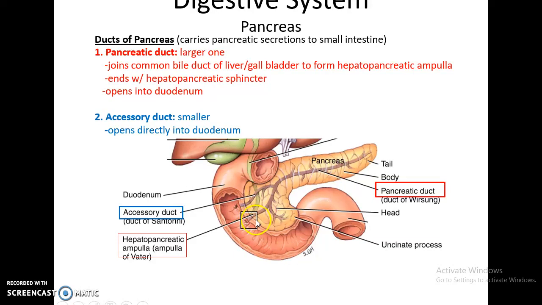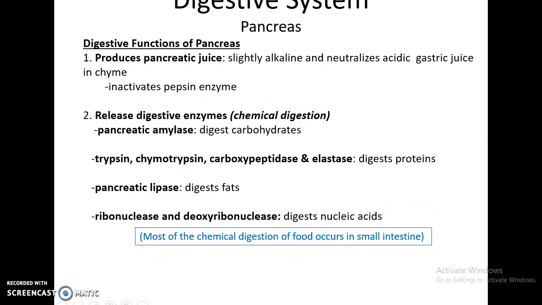The pancreatic duct will, right at the very end, form a common duct with the common bile duct that comes from the liver and gallbladder to form the hepatopancreatic ampulla, which ends in the hepatopancreatic sphincter. The accessory duct of the pancreas also leads to the duodenum by a slightly different route.